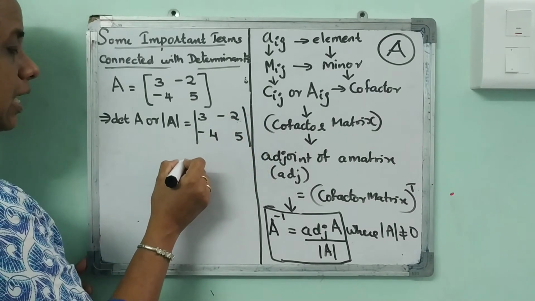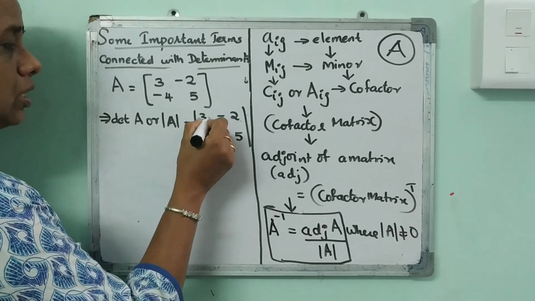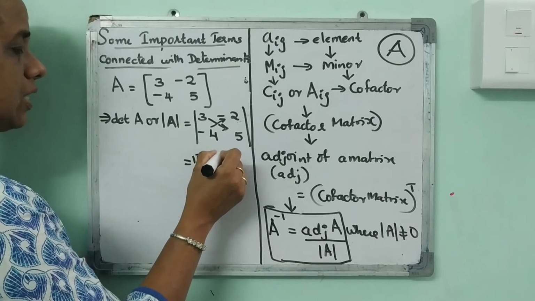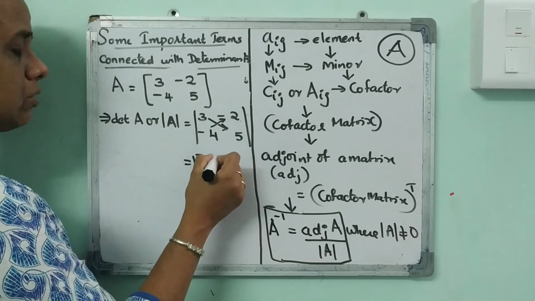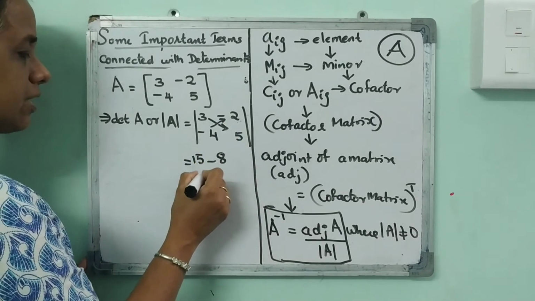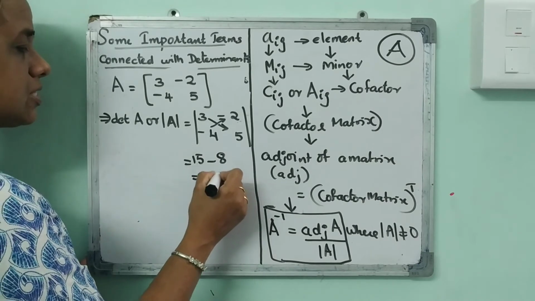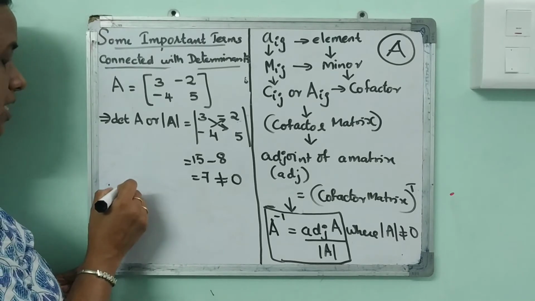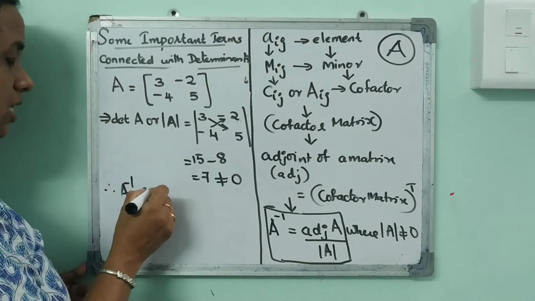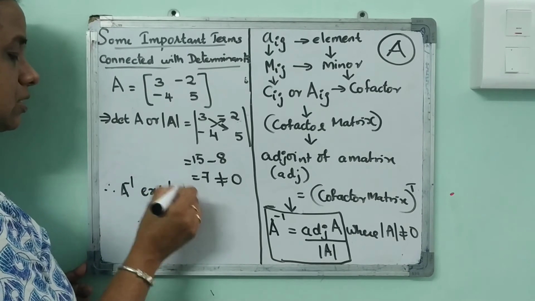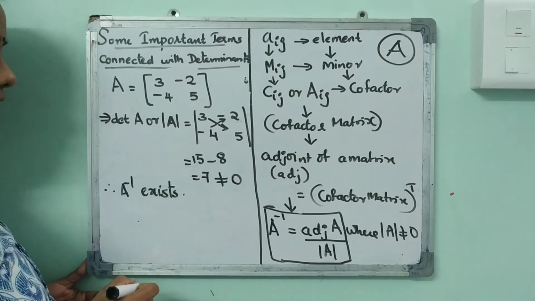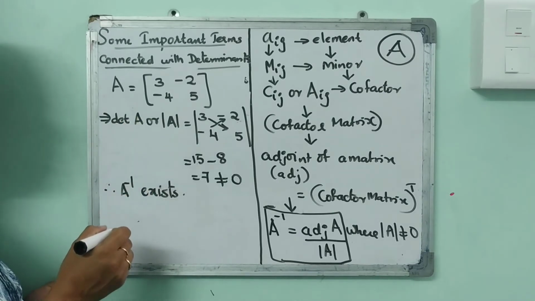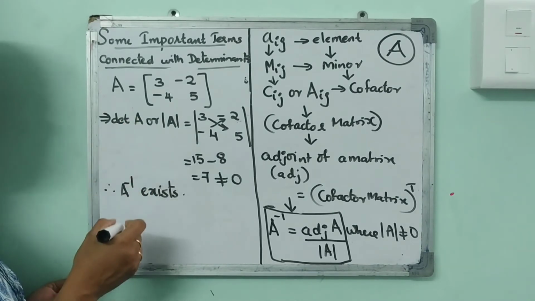Okay, this is equal to, how will we do? Downward arrow minus upward. So 15 minus of minus 4 into minus 2, that is 8. So that will be equal to 7. So here we have seen the determinant value is not equal to 0. So we say that A inverse exists. If determinant A is not equal to 0, then we say that A inverse exists.